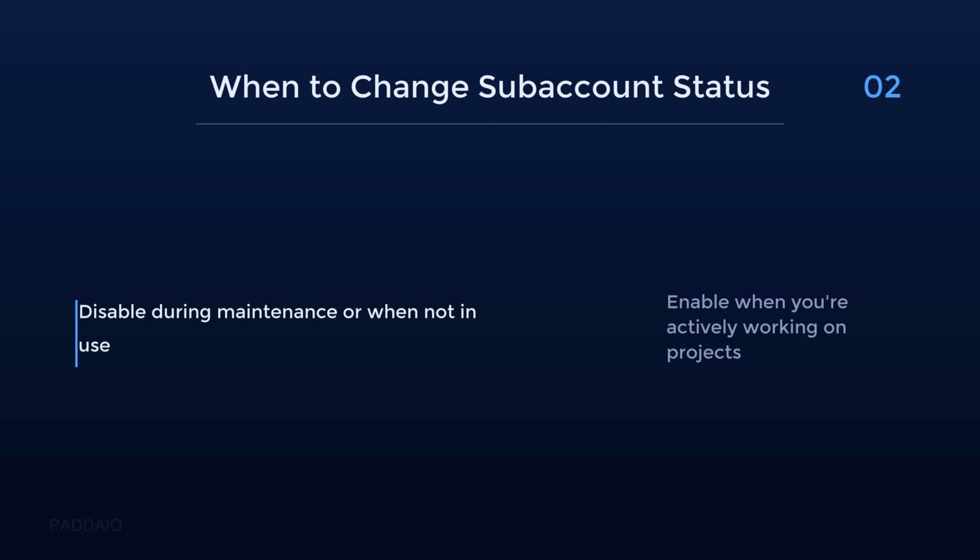Disable during maintenance or when not in use. This means turning off your subaccount to prevent access and stop costs. For instance, if your development team is on a 2-week break, you would disable that development subaccount. This simple action ensures security and cost control during inactive periods.